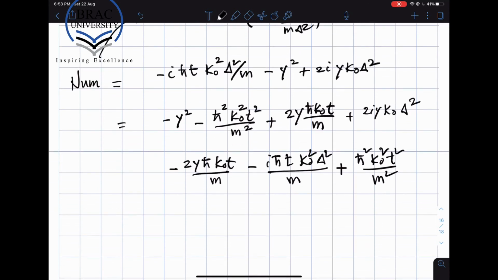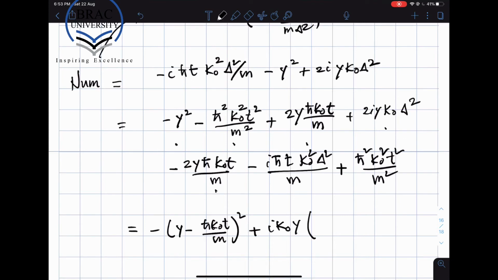So when we have added this term, the first three terms combine to give me y minus h bar k naught t by m, whole squared. And then this term and this term, we see that we can take a bunch of stuff common from there, and we can factor out k0 and y.